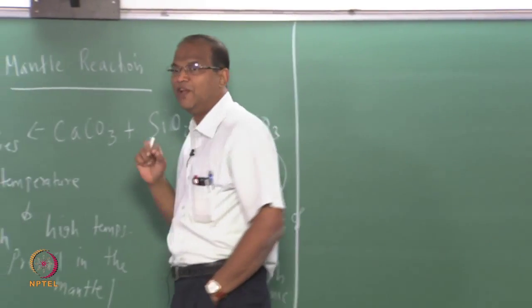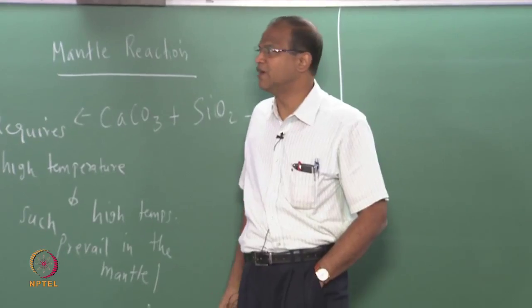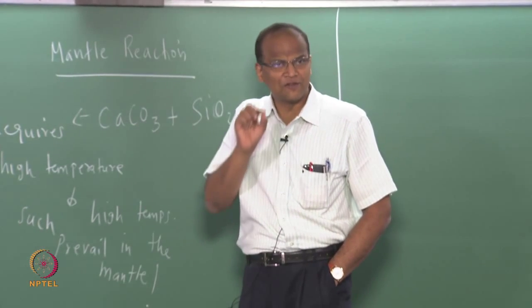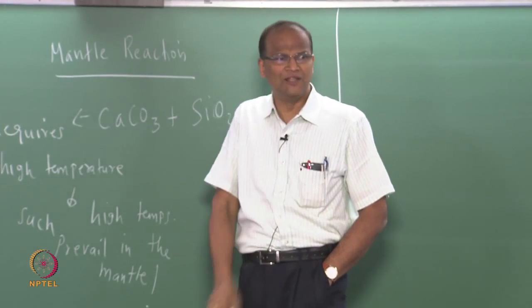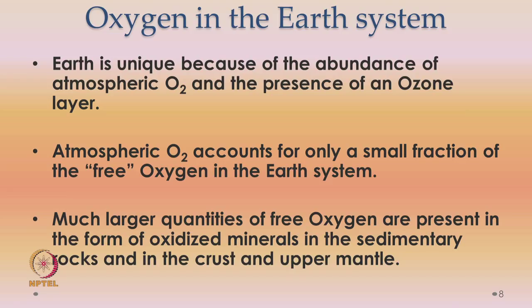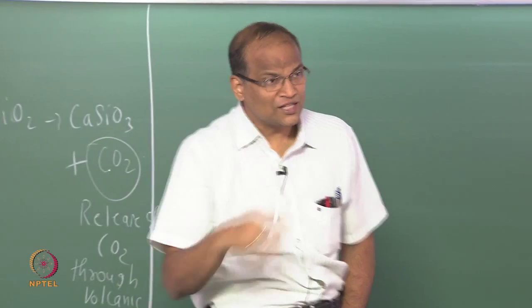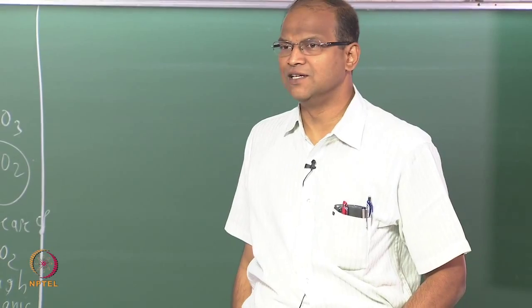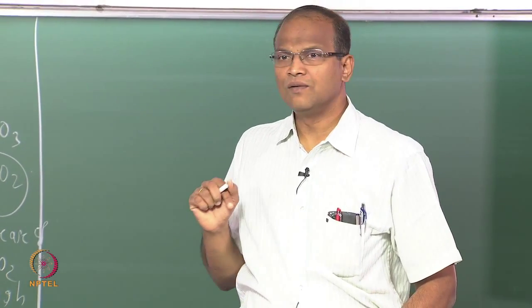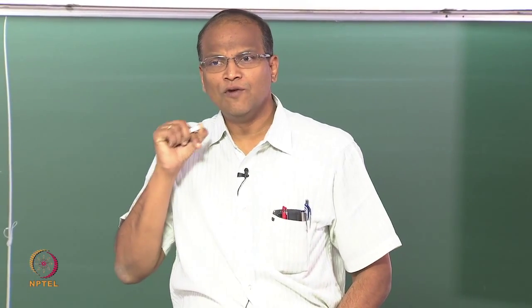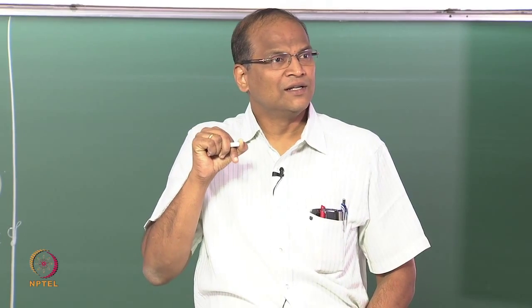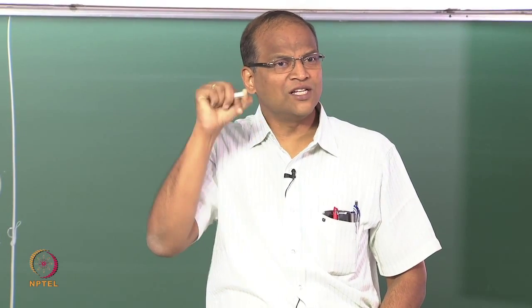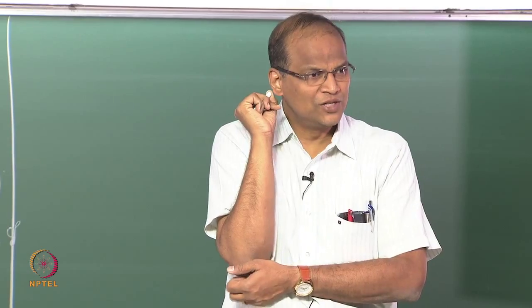Actually, many of you will be surprised to know that the atmospheric oxygen accounts for only a very small amount of the free oxygen available in the earth system. Many of you cannot believe that there is a lot of oxygen stored up deep inside in various other forms. So the atmospheric oxygen is only a fraction of the total free oxygen in the earth system. And also, if you look at the evolution of the earth, this much oxygen was not present originally in the earth.